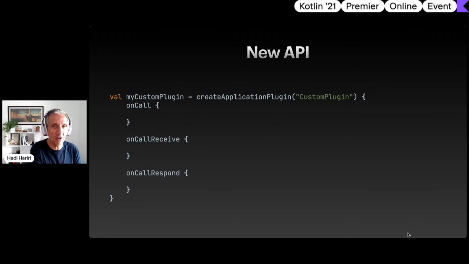It's on call receive, and on call respond. And in principle, all of the functionality that we have in Ktor right now should fit within this model, with the exception of a few plugins. Now, we are in the process right now of converting our own plugins from the old API to the new API. There are a few cases where it feels like the new API may not fit in, but they're too few for us to come up with a generic solution.